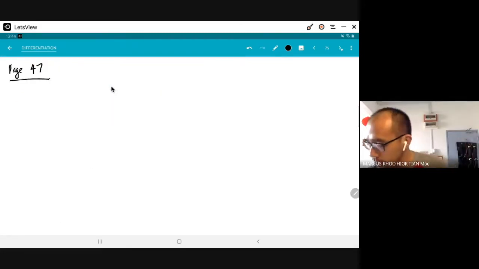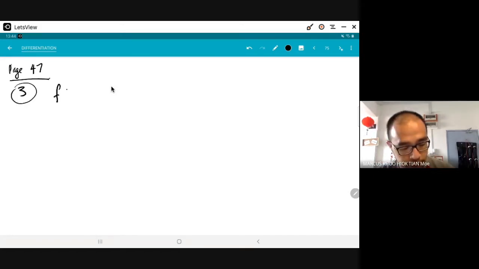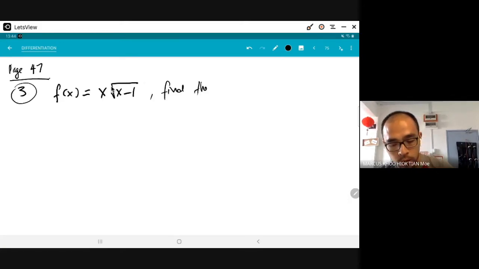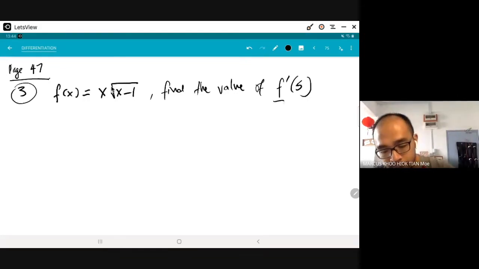Okay, page 47. Question number 3. I want to do this first. f of x equals x and then square root of x minus 1. Find the value of f prime 5. Okay, what does the f prime mean?